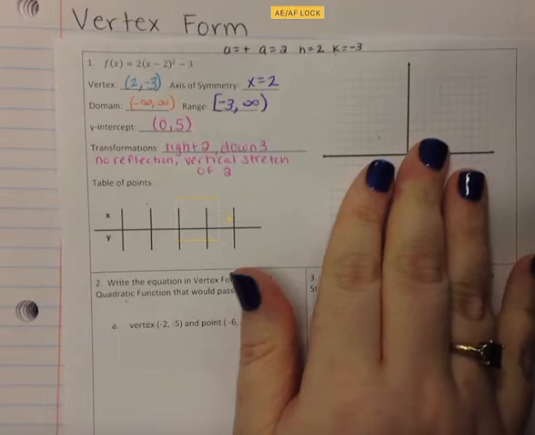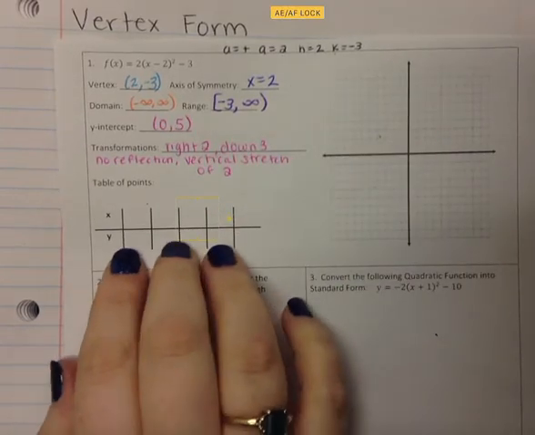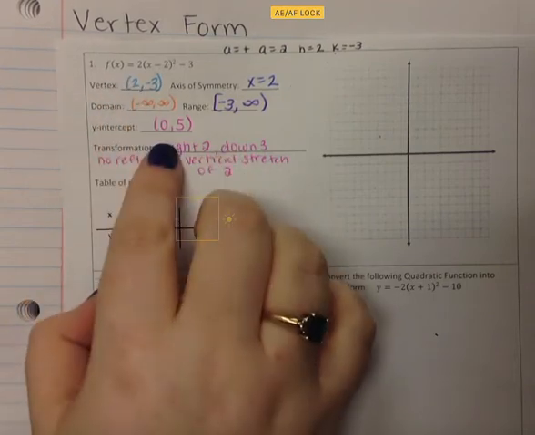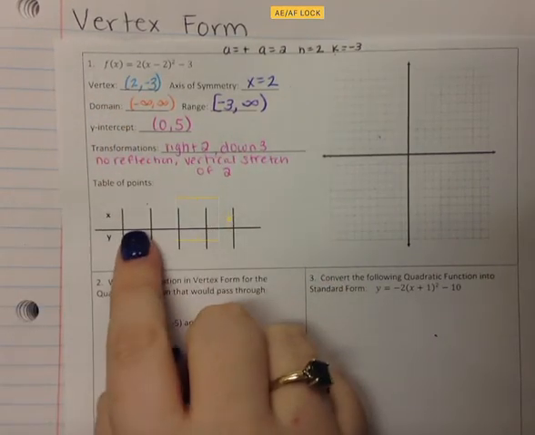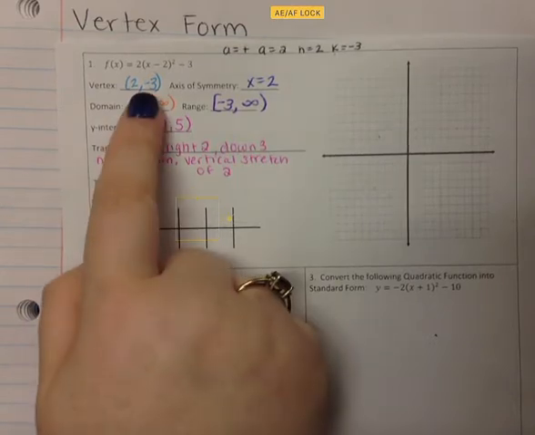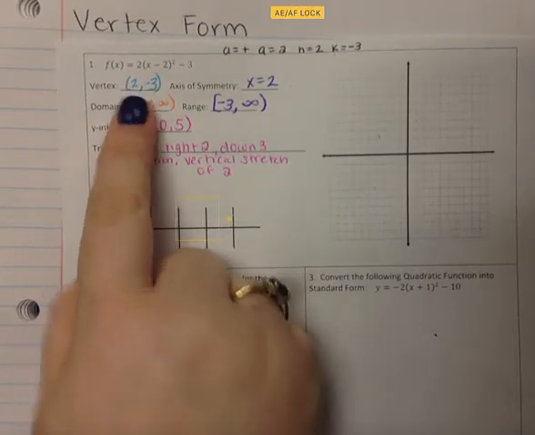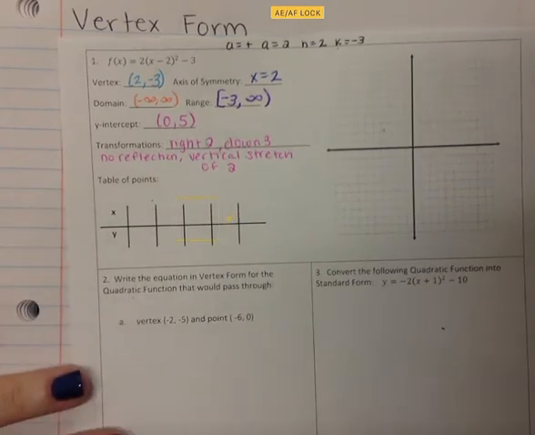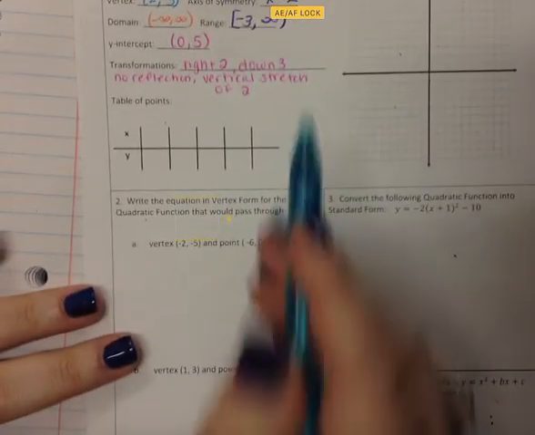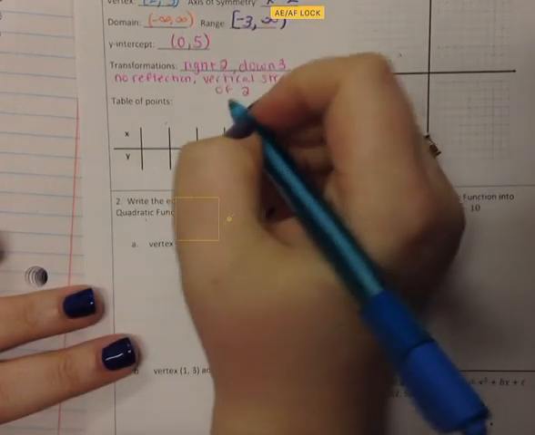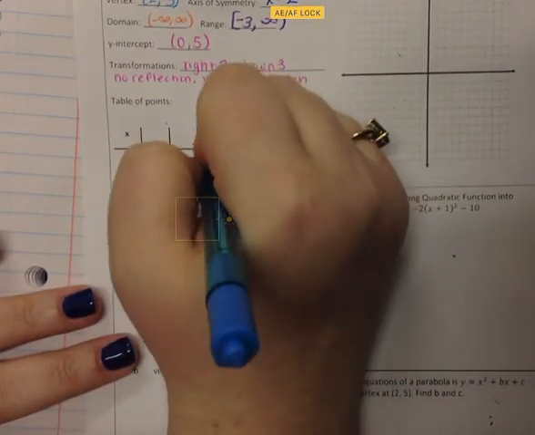Now, before I go over into the graph, let's actually get our table of coordinates because we don't have many. We only have 2 coordinates. We have 5 spots here. We have x and y. Your vertex, since it's the middle of your graph, you should put your vertex in the middle of the table. So I'm going to put (2, negative 3) in the middle of this table. So I have 1, 2, 3, 4, 5 spots. So (2, negative 3) is going to go right here.